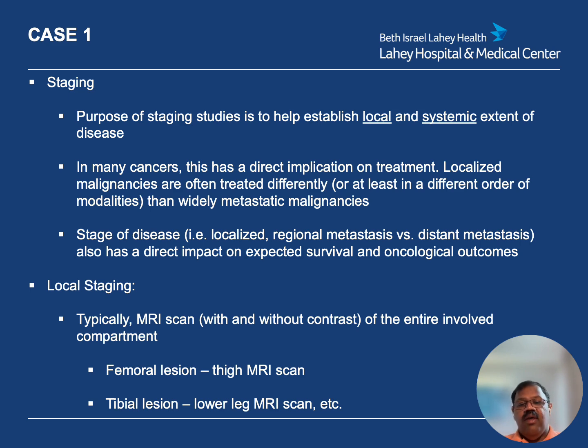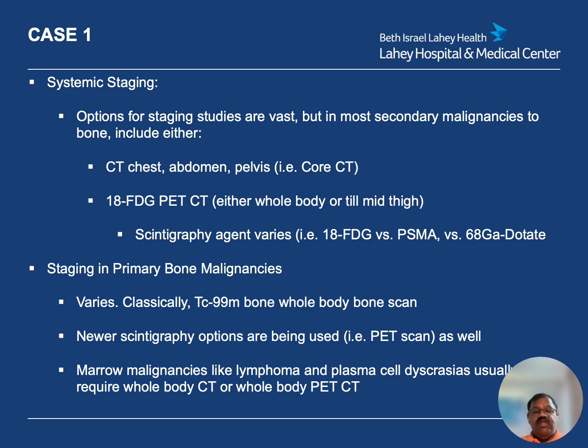And so, for cases where you have metastatic carcinoma, it doesn't matter as much unless you're using the advanced imaging studies to help direct treatment in one way or the other. For systemic staging, typically the options are vast, but for most secondary malignancies to bone, we either get a CT chest abdomen pelvis or get a PET CT.